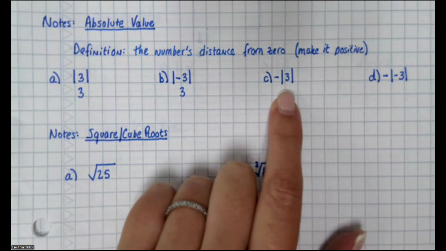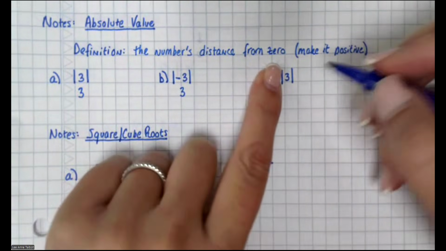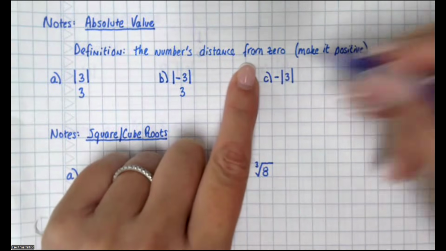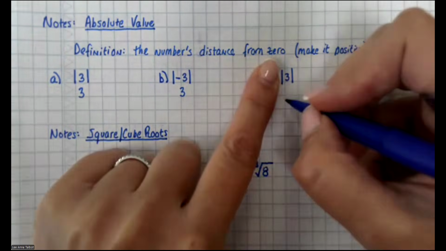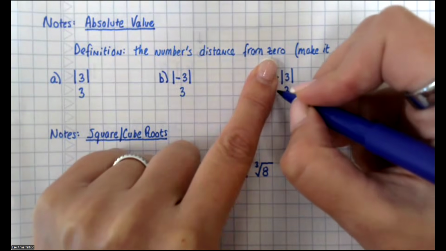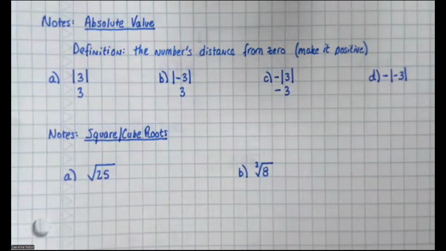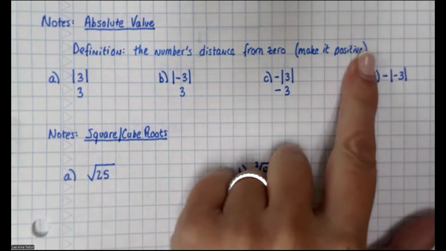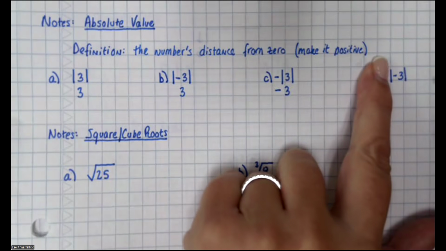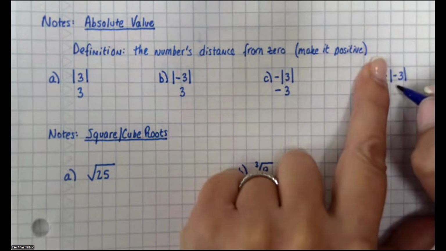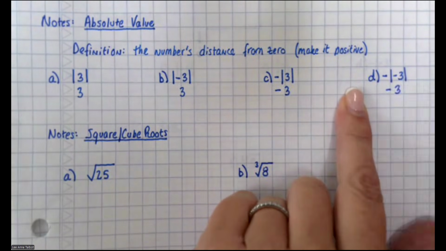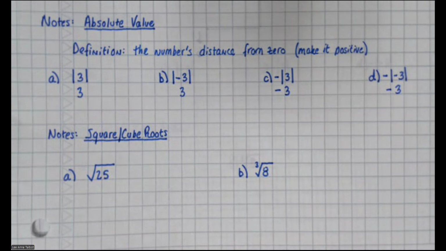Okay, now these are different. You do the absolute value first, and then you make it negative. So the absolute value of 3 is 3, then you make it negative. Ignore the negative. Absolute value of negative 3 is 3, then you make it negative. So the moral of the story is, if there's a negative on the outside, it's negative, basically. Okay.